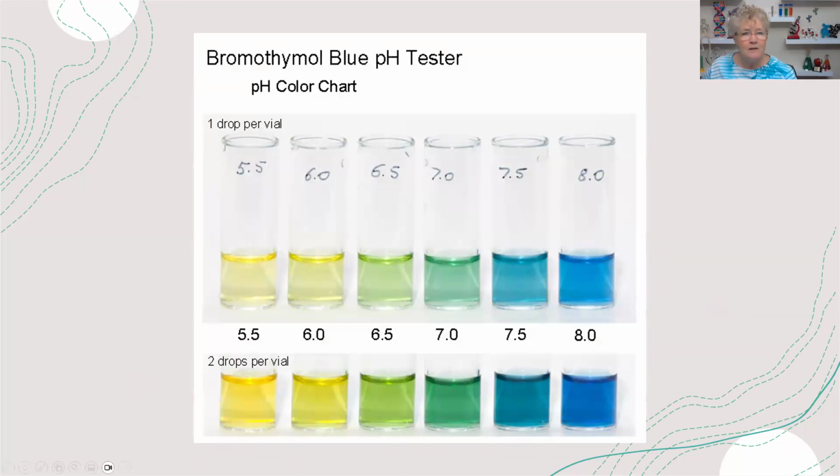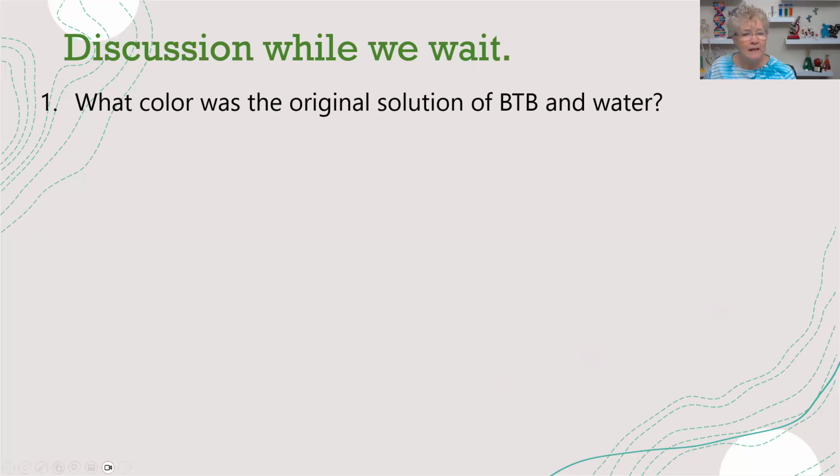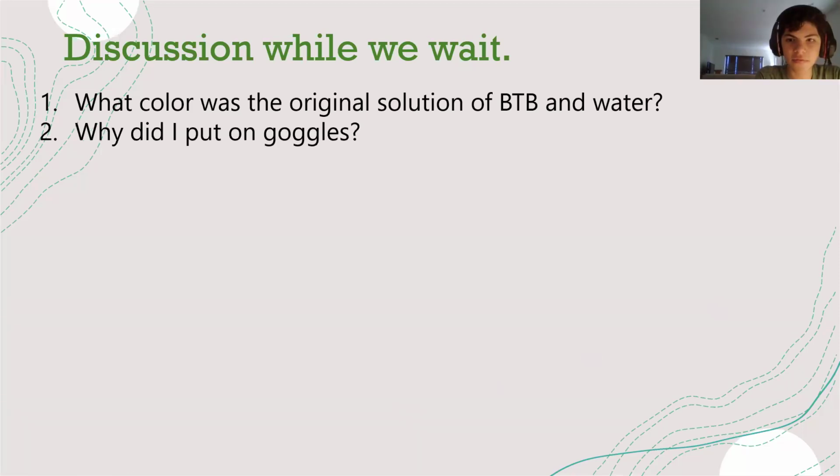All right, great. So the next question then is, why did I put on goggles? To prevent the bromothymol blue from burning your eyes. Yep, exactly. Safety first. We just always want to be safe. So if you got any of it on your skin, use your paper towel to wipe it off. If you got a lot on your skin, go wash your hands. Go wash it with some soap wherever you got it.